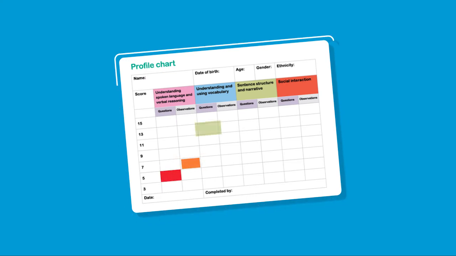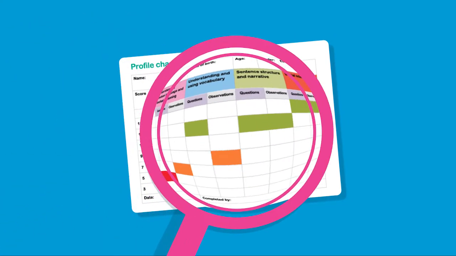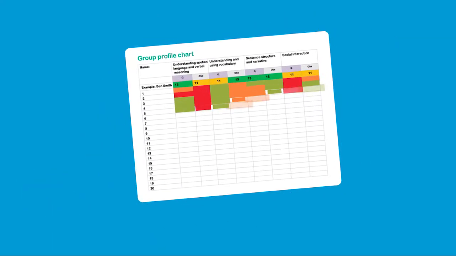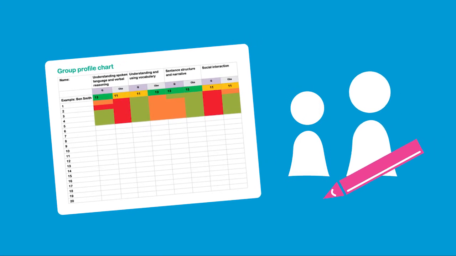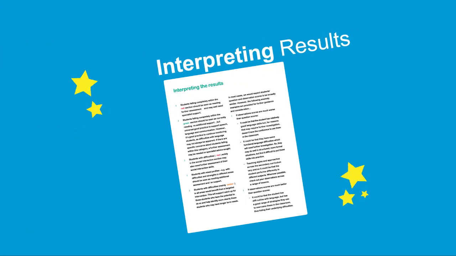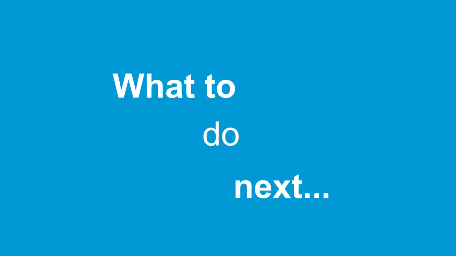When you plot the scores on the individual profile chart, you can start to interpret your findings. You can use the group profile chart if you've used the tool with more than one child or young person. Once you've got a complete profile, use the interpreting results information in your reference booklet to help you determine what to do next.